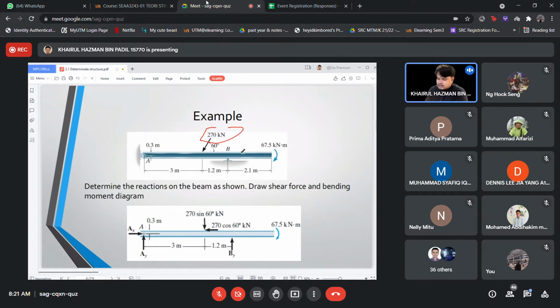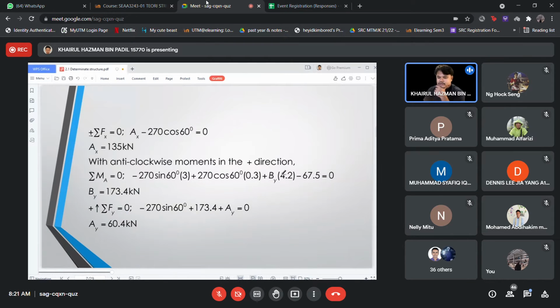Okay, as you can see here, we have another external force, which is 67.5 kilonewton meter. You can solve it easily by using the equilibrium equation. There's no problem with this. By using summation of force at x equal to 0, you can get the value of Ax equals 135 kilonewton with anti-clockwise movement in the positive direction. Then you can get the value of By, and then Ay. Since we have only 3 reactions on that particular structure, which are Ax, By, and Ay, you already have the values.